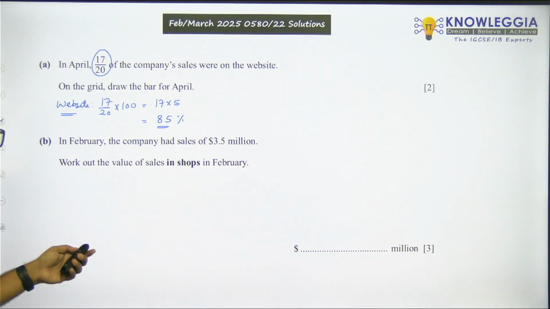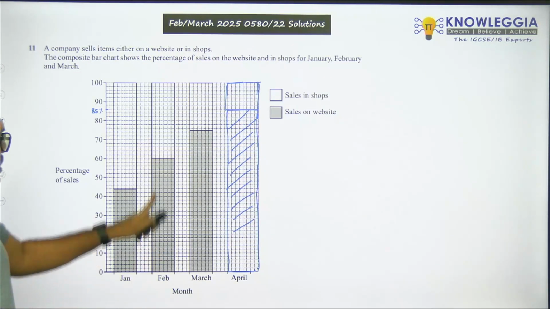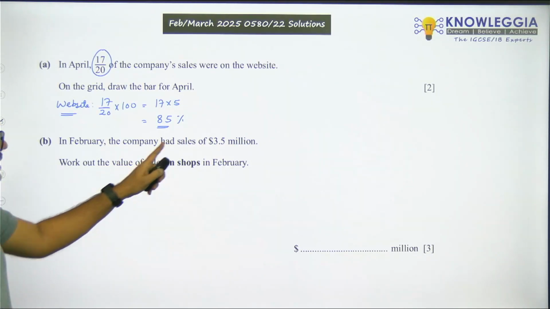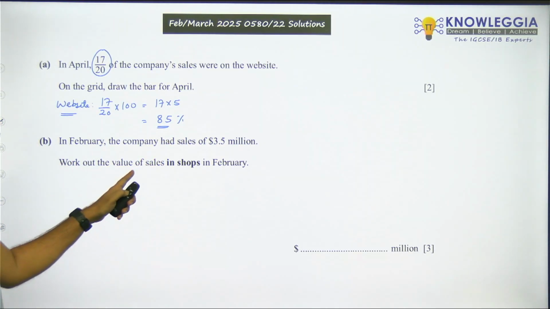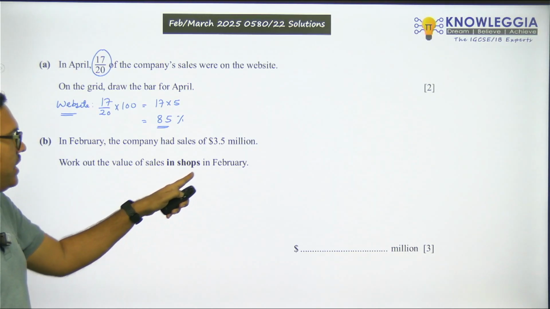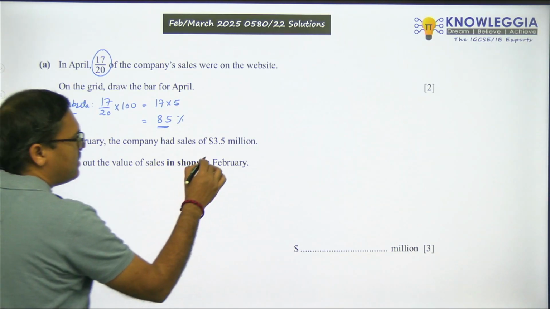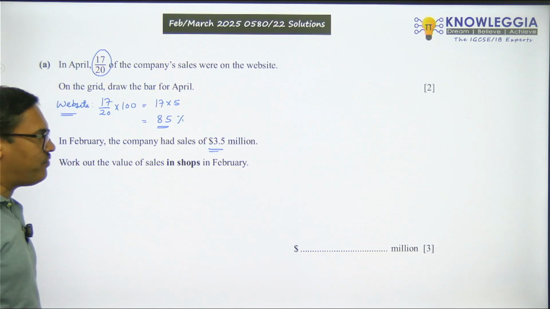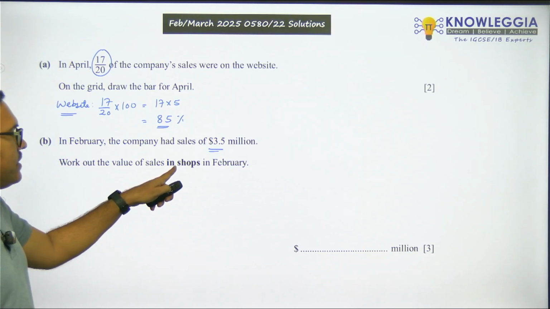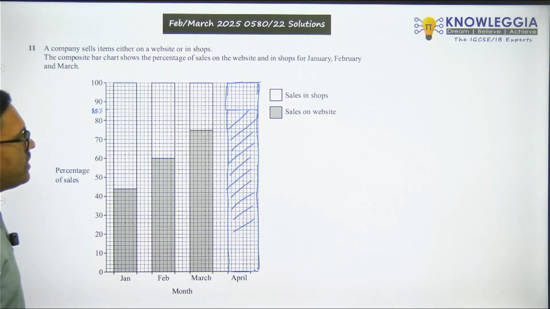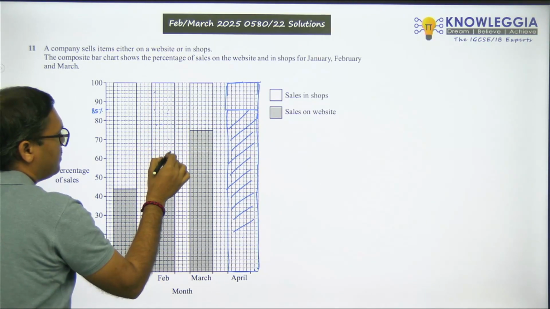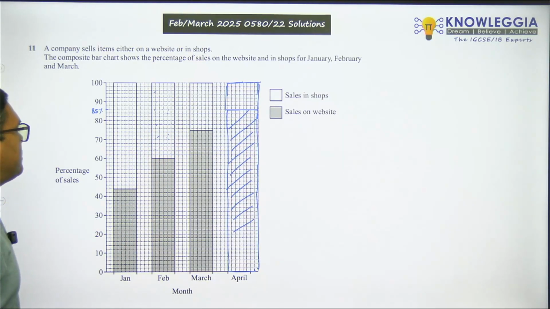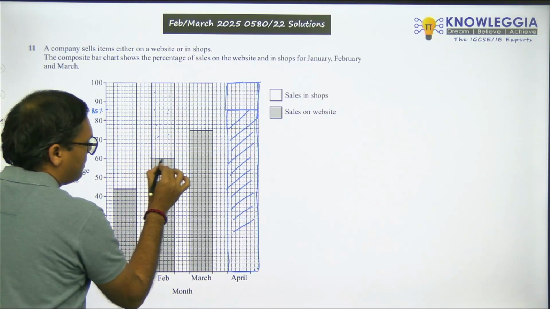Okay, now the next one. In February, the company had sales of 3.5 million. Work out the value of sales in the shop in February. So total sales is $3.5 million, and we have to work out the sales in shops. So what is the sales in shops? In Feb, this is the part for shops. This is the percentage of sales in the shops. So what is this? You can see this is 60.